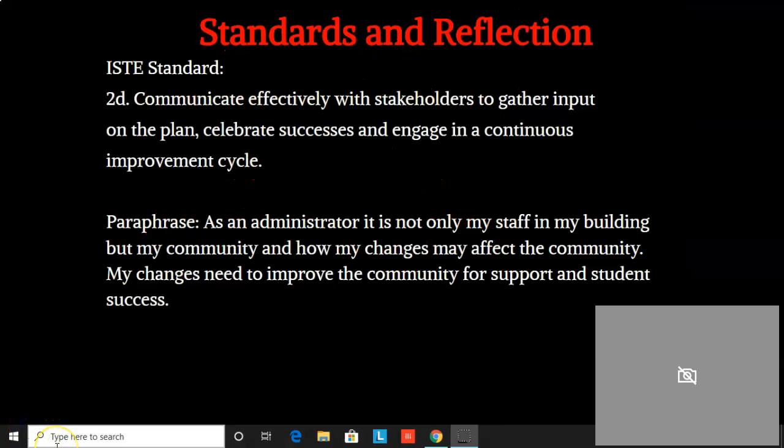The standards I've chosen are 2D, to communicate effectively with stakeholders. As an administrator, it's not only the staff in my building or just my students that I'm concerned about. I need to be concerned about how my changes affect the community. My changes need to be an improvement for the community, for the support and student success.